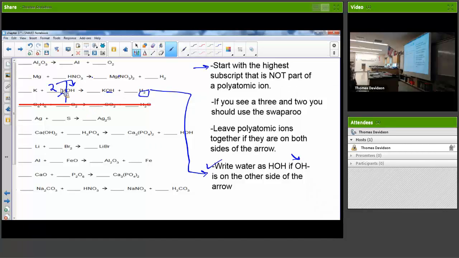All right, you take this 2 and put it in front of the KOH. That fixes the OH but screws up the K. So what do you do with the K now? Put a 2 right here. You've fixed all of the things you broke, and now you're ready to go.